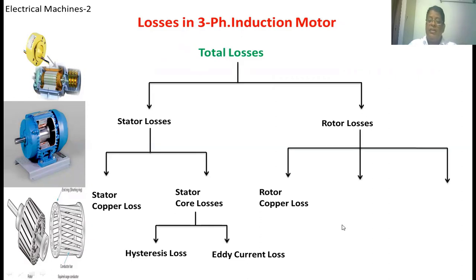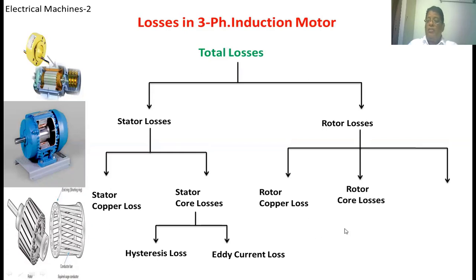The rotor losses are divided into three types. Rotor copper loss. Whenever the rotating flux is created from the stator, there is a rate of change of flux linkage in the rotor bars. The current is passing through the rotor bars. When the current is passing through the rotor bars, they have some amount of resistance. Copper loss will occur in the rotor bars. That loss is nothing but rotor copper loss.